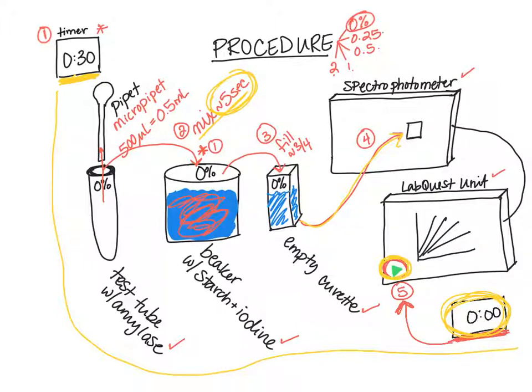After you do this for the 0% amylase, you're going to do it for the 0.25% amylase. So same procedure, but you're going to use a different test tube. You're going to use the test tube labeled 0.25%. You're going to use the beaker labeled 0.25%, the cuvette labeled 0.25%, etc., etc.